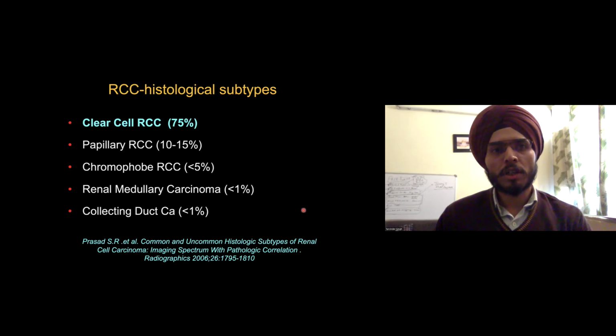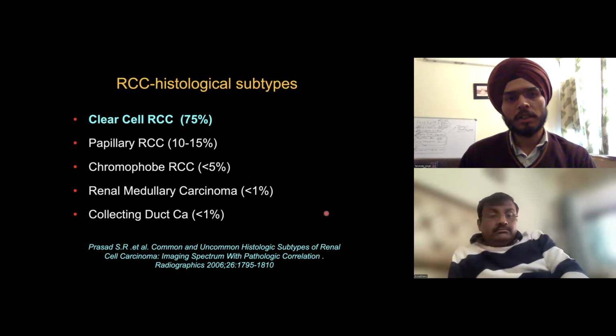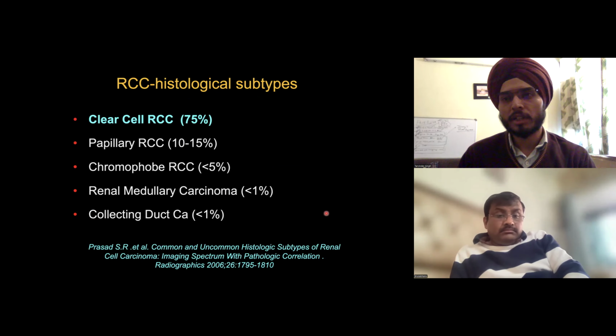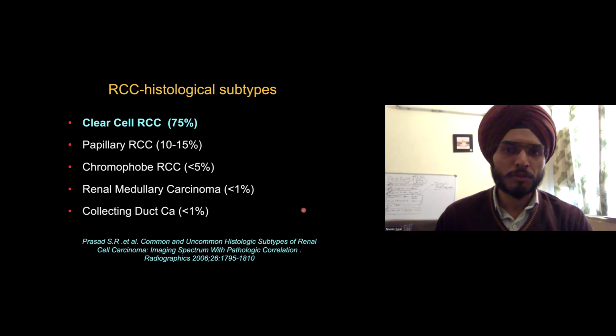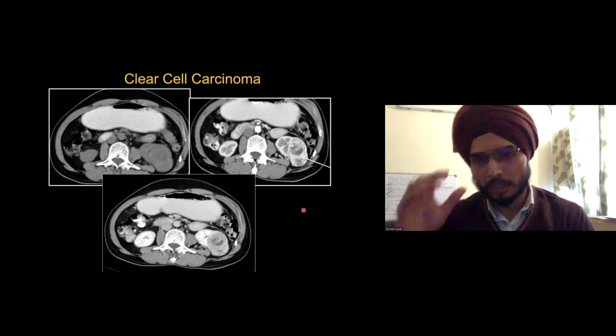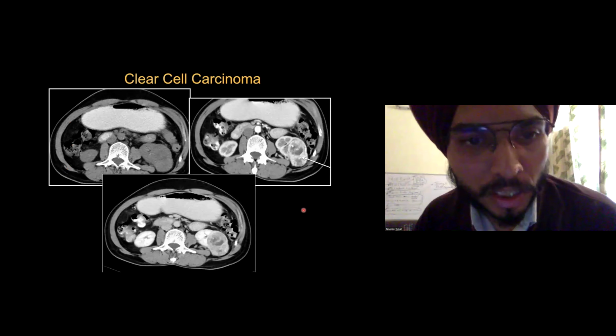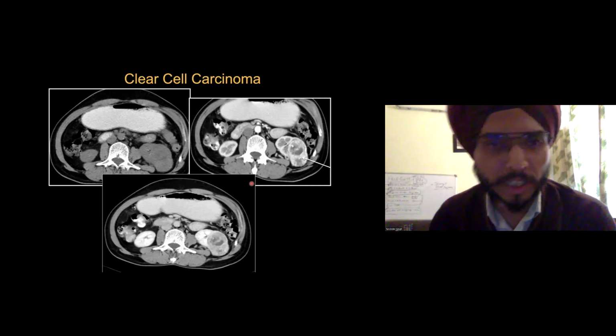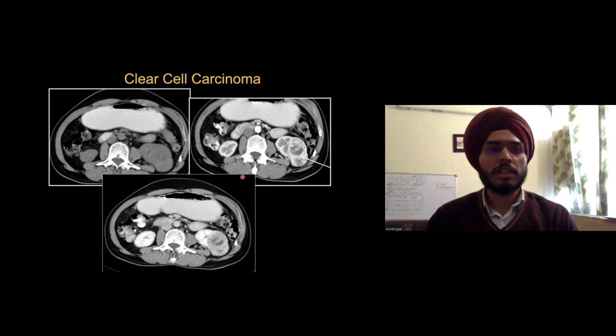Can we differentiate these histological types on imaging? Yes. They have certain features which point towards RCCs of clear cell type and others of papillary type. Now, this is a case where the patient presented with hematuria, and this is the NCCT image. This is a corticomedullary phase, and this is a nephrographic phase.